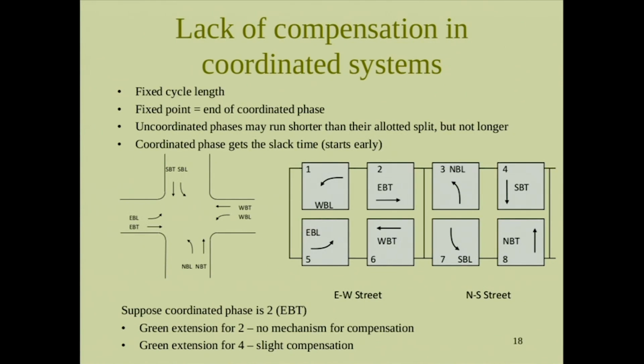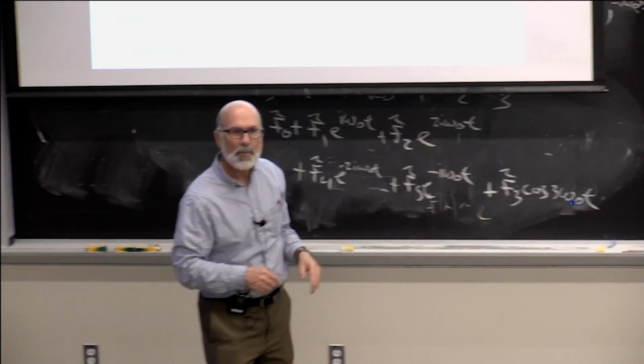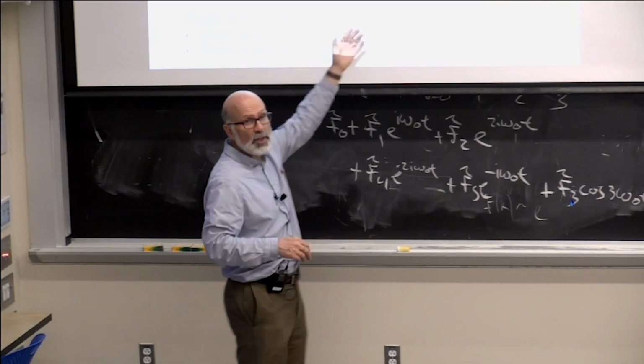Then 6 becomes green along with 1. Eventually 1 gaps out. Now 6 is green along with 2. But then 6 and 2 have to end together. And then we have the same thing for the north-south street. So this could be fully actuated.